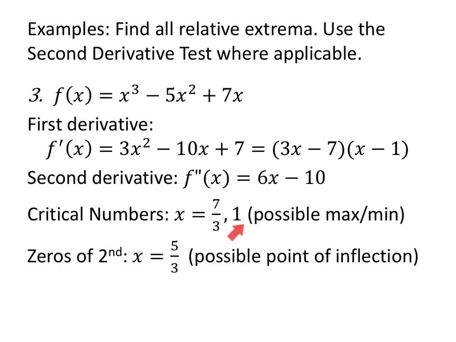Factors turn into zeros. My second derivative is 6x minus 10. And I set that equal to 0. I'm going to get 5/3. It's a possible point of inflection. So finding the derivatives, setting them equal to 0, and finding where they do not exist, which doesn't apply with polynomials, but finding those two locations, very important.